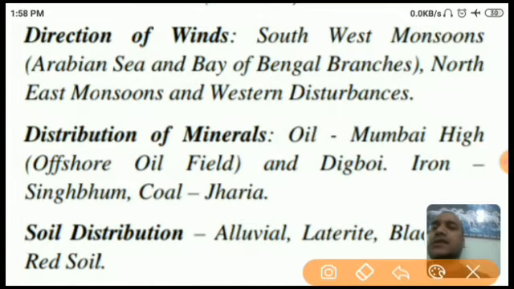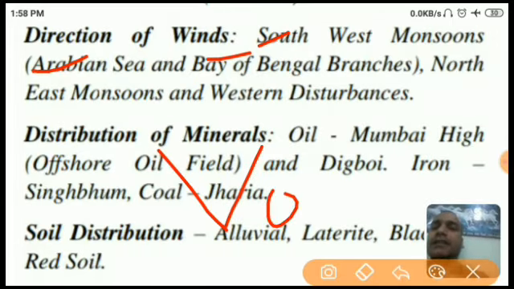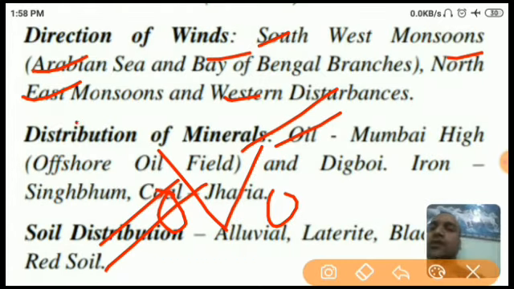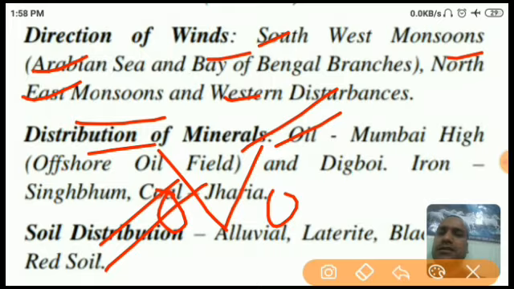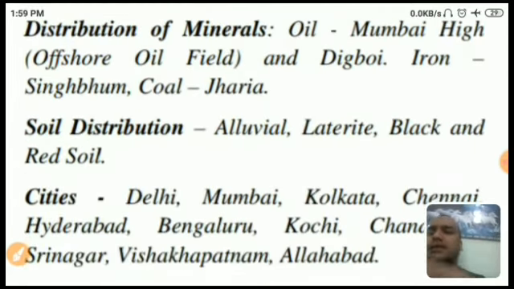Next one is the direction of winds. So what is the direction of winds? You have to locate the direction. What are the directions? Southwest monsoon. Yes, when you study chapter number 4, climate, you can easily understand. Southwest monsoons in the Arabian Sea and the Bay of Bengal, just like you have seen in this India map. So here there is the Bay of Bengal, here it is the Arabian Sea. Then northeast monsoons and western disturbance. So basically the winds are coming from here, from here, from here. So these all are the different names. It is very simple.